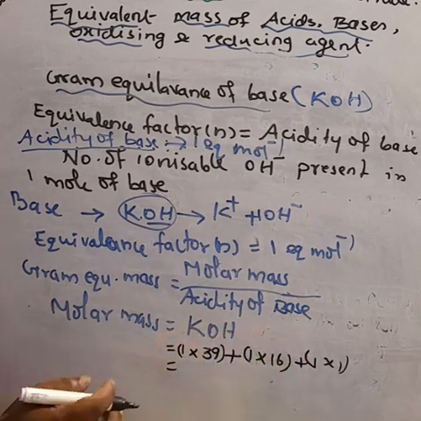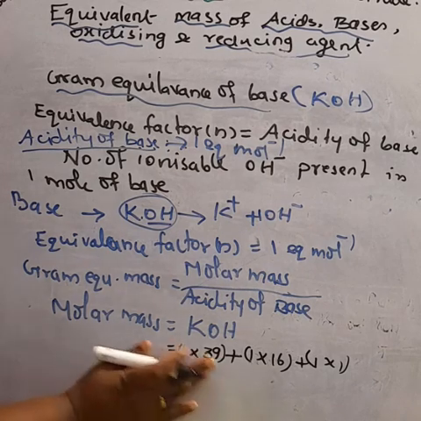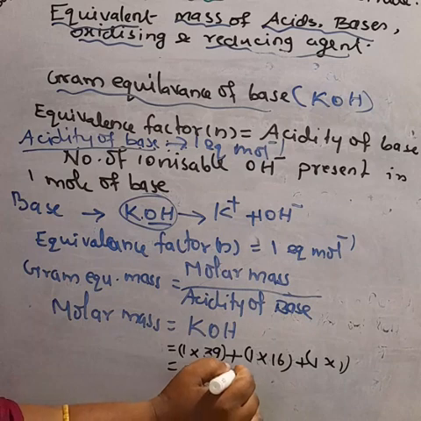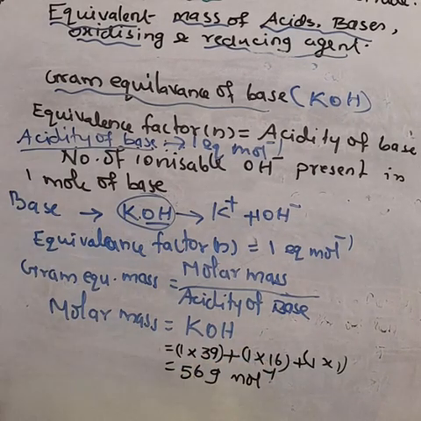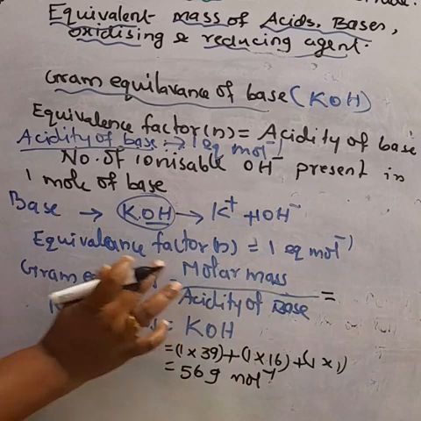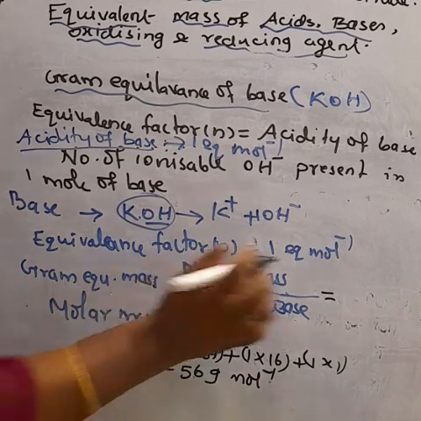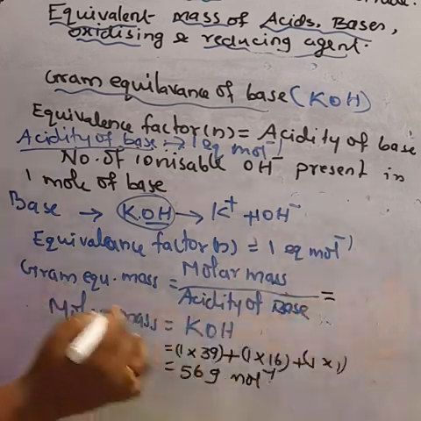So the molar mass of potassium hydroxide, adding these, we get 56 gram per mole. Okay, 56 gram per mole. This is the molar mass of KOH. And so what is the equivalent mass? Gram equivalent mass is equal to the molar mass of base divided by the acidity of base.